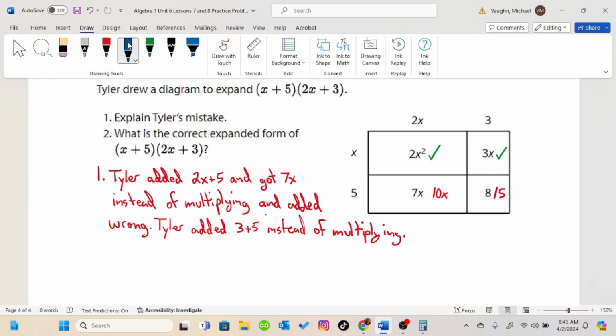Now that we know the correct amounts, we're going to have 2x squared plus 3x plus 10x plus 15. We add the like terms, and our final answer is 2x squared plus 13x plus 15.